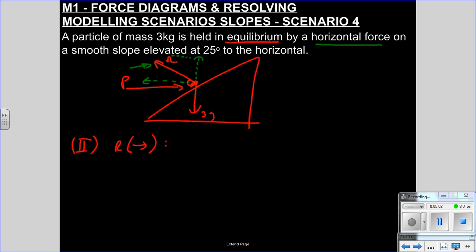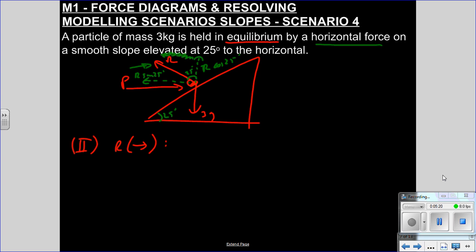Because remember, it started from this triangle up here, but we don't normally draw the triangle. We know this is 25 degrees. The force next to the angle is 25 degrees, so therefore that is going to be R cos 25, and the other one is going to be R sine 25.